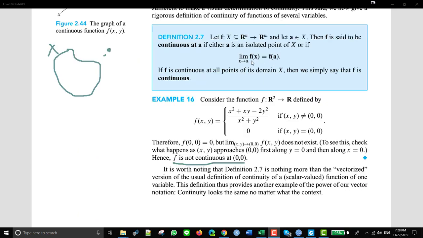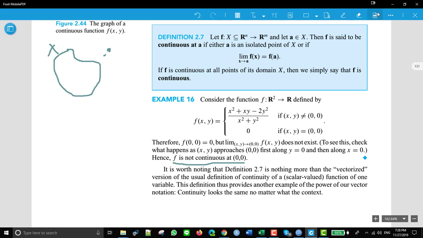And she points out that this is the standard definition of continuity, the way we do it in first semester calculus, but we're not using vectors then, so this is not bold, and this is not bold. So this is like a vectorized form of the normal definition of continuity. So she says that continuity looks the same no matter what the context, whether we're talking about single variable functions or vectorized functions.